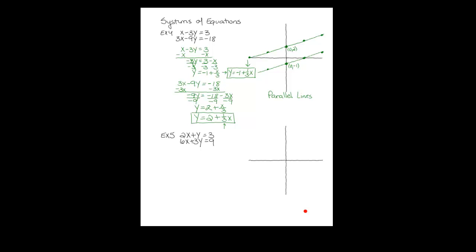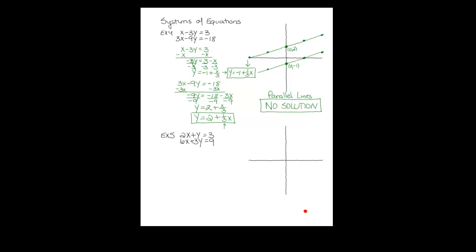Parallel lines will never cross. So this is an example of a system of equations where the two lines will never cross. So this system of equations has no solution. All right, it is a special case. It only occurs when the two lines are parallel. Now this next example, in example 5, we have another system of equations.